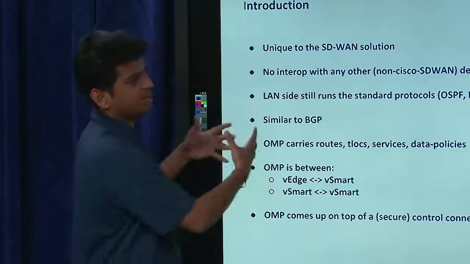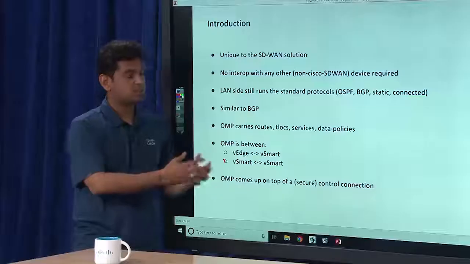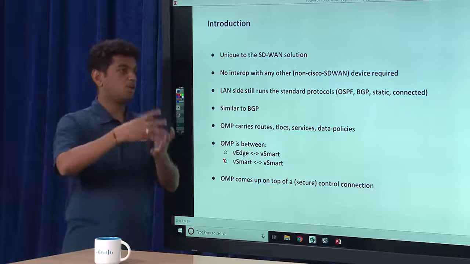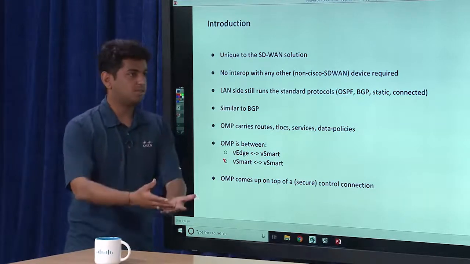So if your OMP connection has come up on top of a DTLS connection, you are riding on top of a UDP connection. If your OMP connection has come up on top of a control connection based on TLS, you're riding on top of a TCP connection.